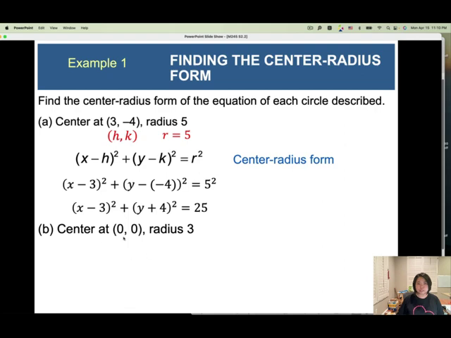Okay, B, center at (0, 0). This one is a lot easier, right? Put in 0, 0 for the h and the k. And then radius is going to be equal to 3. So 3 squared here. So x squared plus y squared equal to 9. Okay, right? If I give you guys the center and the radius, you should be able to write down the equation of the circle.